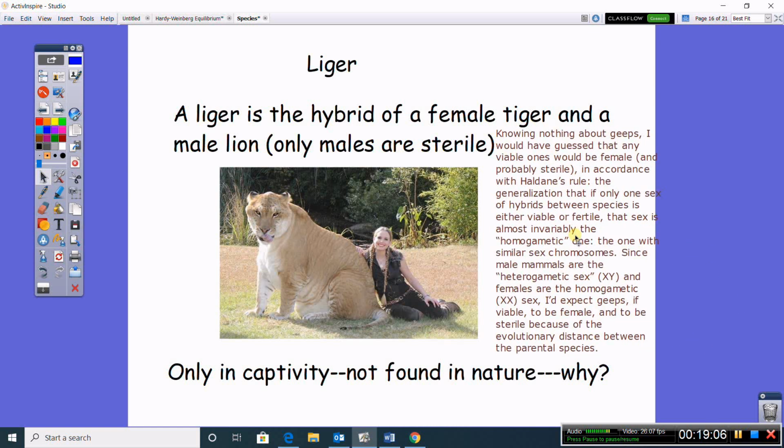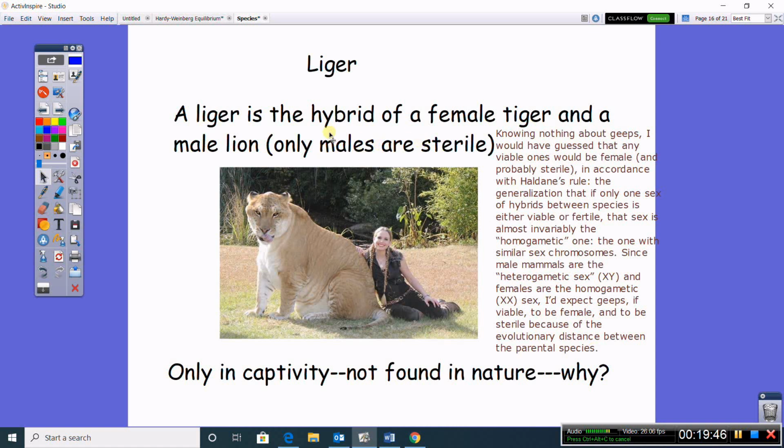So I think I found this last time I was teaching it. It says, knowing nothing about ligers, I would have guessed that any viable ones would be female and probably sterile. In accordance with Haldane's rule, the generalization that if only one sex of hybrids between species is either viable or fertile, that sex is almost invariably the homogametic one, the one with similar sex chromosomes. Since male mammals are the heterogametic sex and females are the homogametic sex, I'd expect ligers, if viable, to be female and to be sterile because of the evolutionary distance between the parental species.